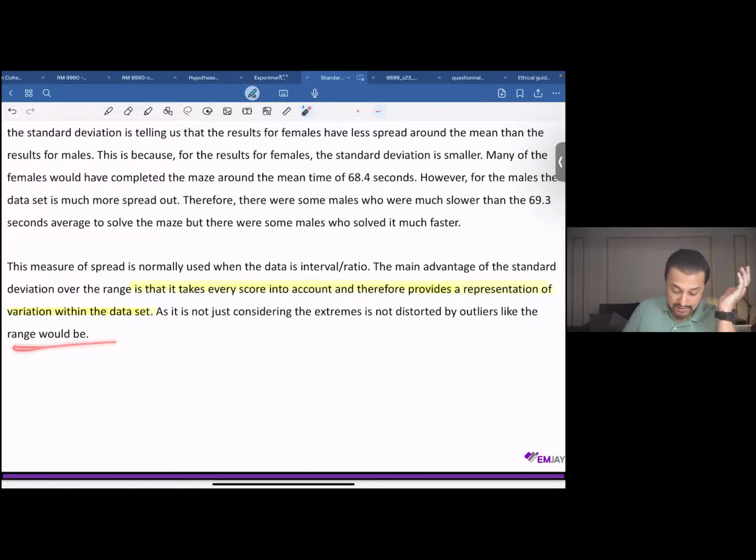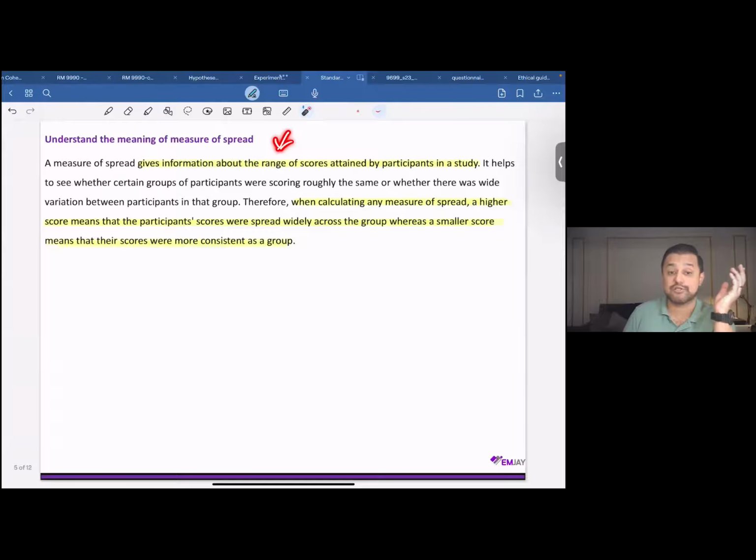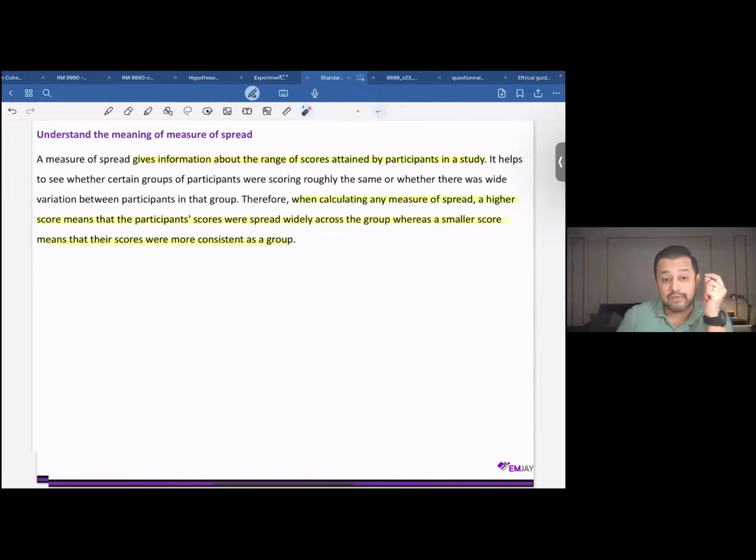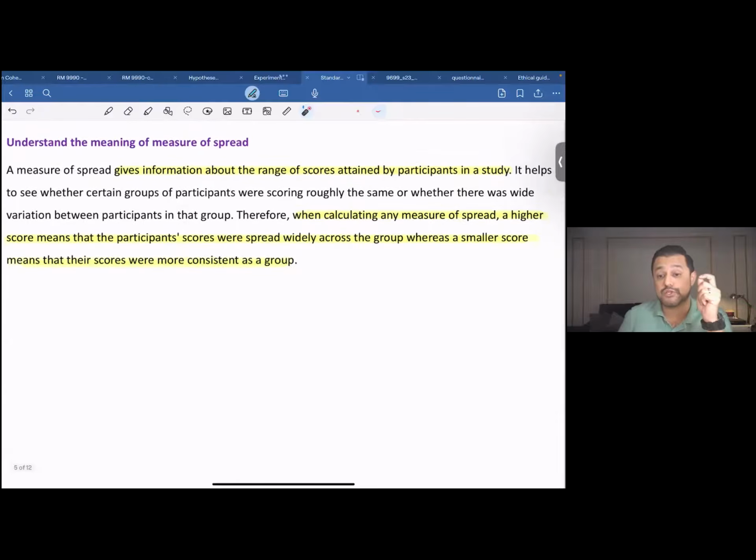Understanding the meaning of measures of spread. A measure of spread gives information about the range of scores attained by participants in a study. It helps to see whether certain groups of participants were scoring roughly the same, like it was for females, right? Or whether there was wide variation between participants in that particular group. Therefore, when calculating any measure of spread, a higher score means that the participant scores were spread widely across the group, whereas a smaller score means that the scores were more consistent, or closer to the mean, to the average, right?